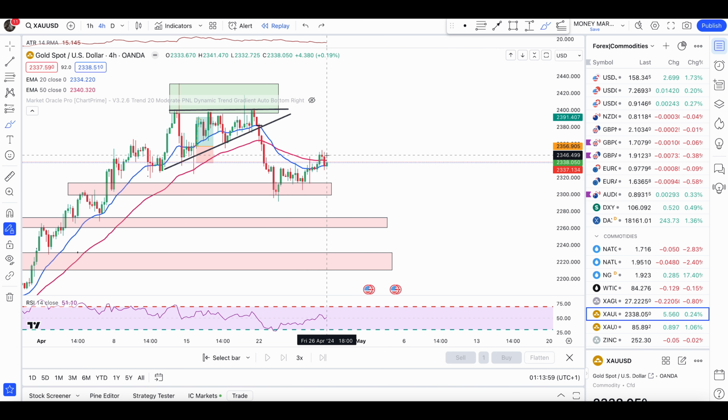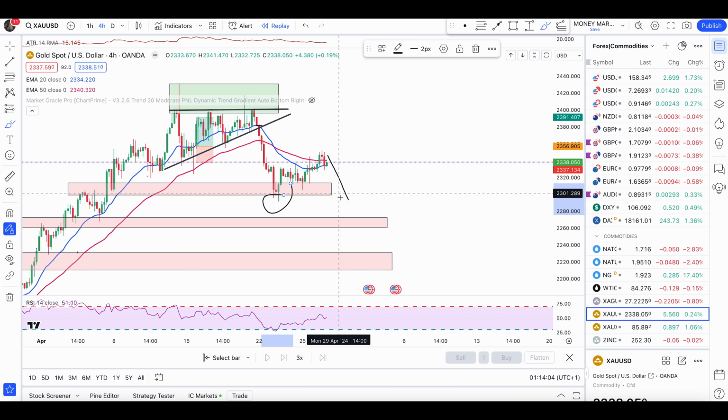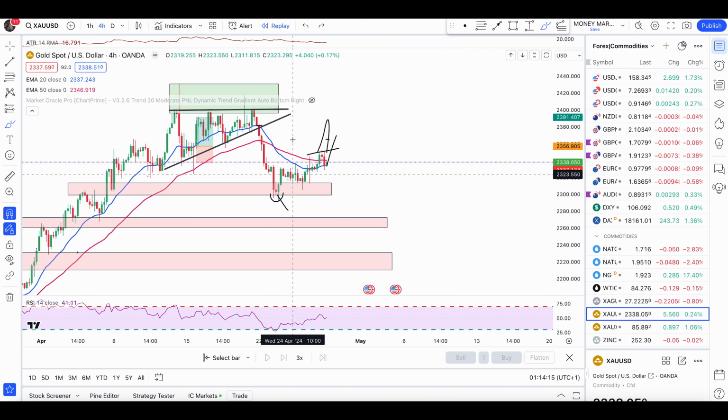So pullback entry bullish will be above this high. Bearish trade will be only if we are broken below this low. Otherwise, I'm staying back until we are broken above or broken below for our sell or buy trade. Above this high, we are still bullish here for gold.